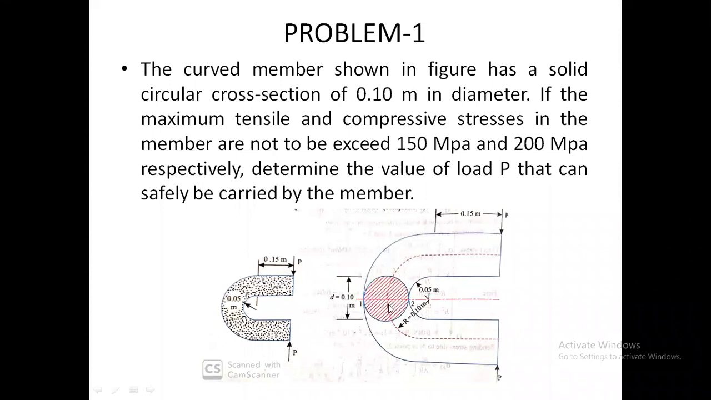what is this? ఈ dotted line ఏంటి? This dotted line is neutral axis of the curved beam. Okay, right? Okay, so the same picture, if you try to observe it in the left part, here it was clearly shown. Determine the value of load P that can safely be carried by the member.